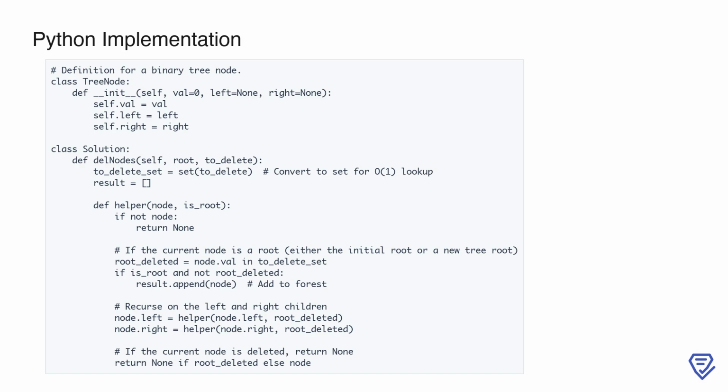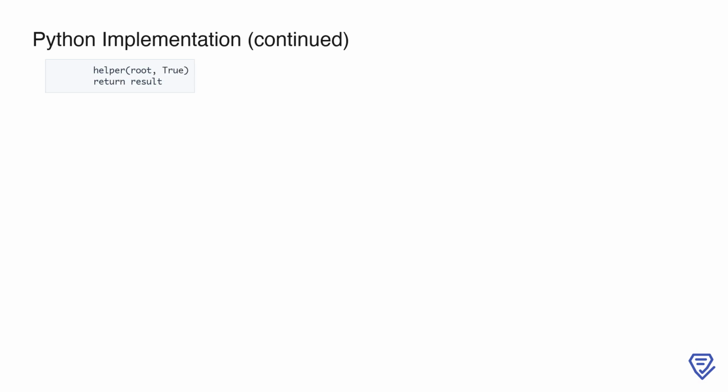remain intact. After defining the helper function, we invoke it with the original root node and set the is_root flag to true, since the root of the input tree is initially the root of its own tree.